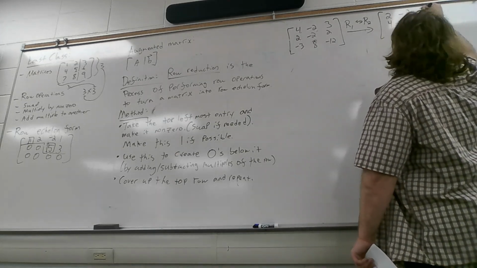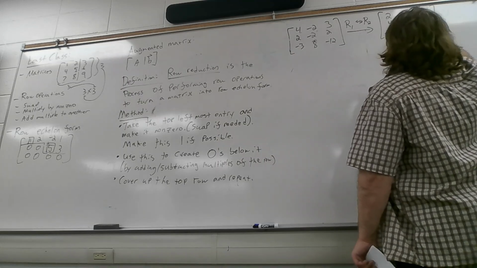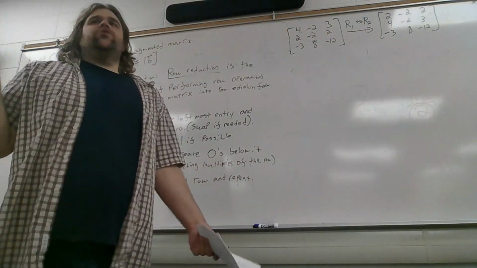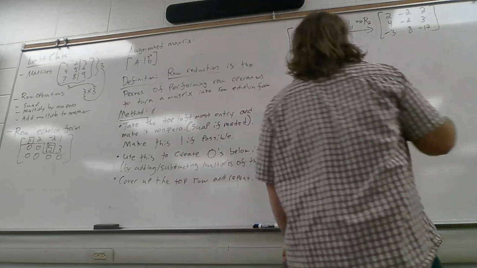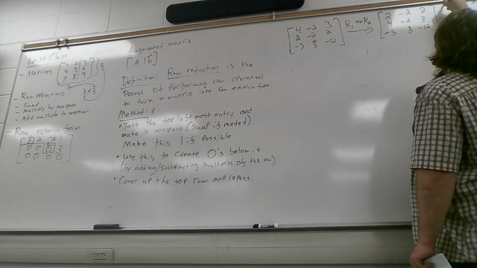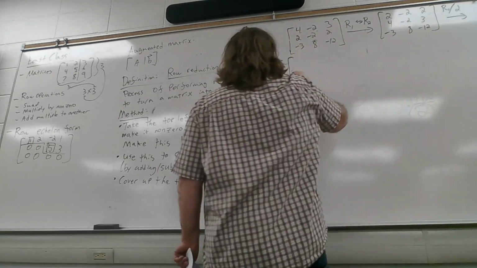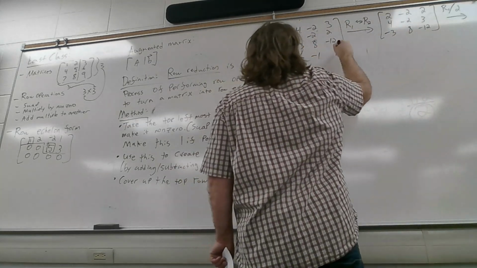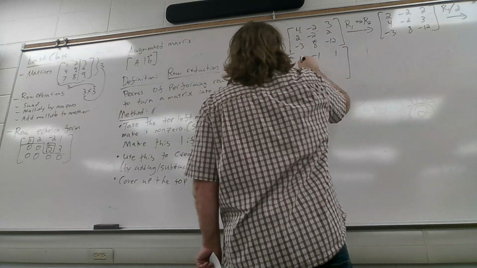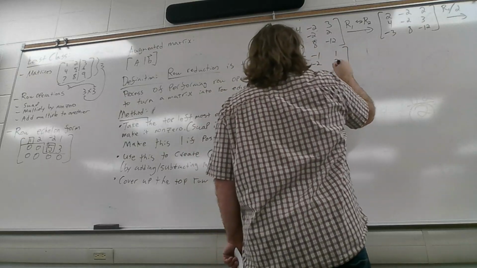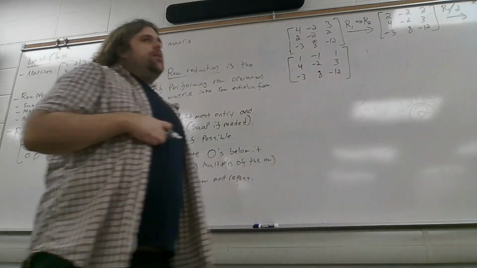4, -2, 3, -3, 8, -12. Okay, so all we did was swap row 1 and row 2. But now we can do what I said. We're going to say, all right, row 1, divide that by 2. And what are we going to get? 1, -1, 1. 4, -2, 3. -3, 8, -12. All right, cool.